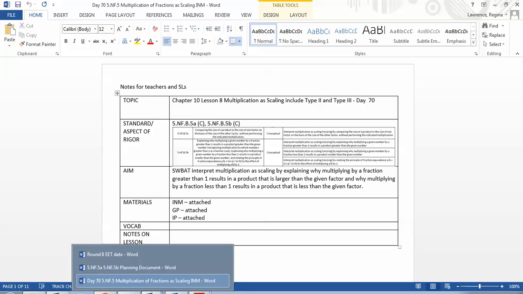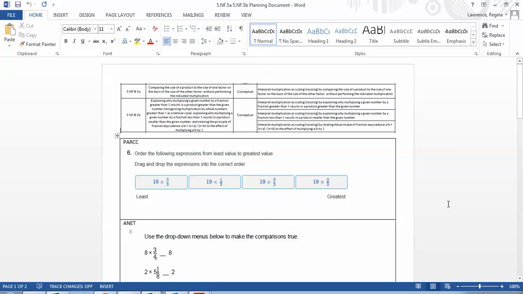What we're going to do right now is look at some items that were on the park from last year, because I need you to see how this actually grows and is more complicated. There are some more nuanced items that we didn't get to touch on yesterday. So let's look at this first park item. Order the following expressions from least value to greatest value.